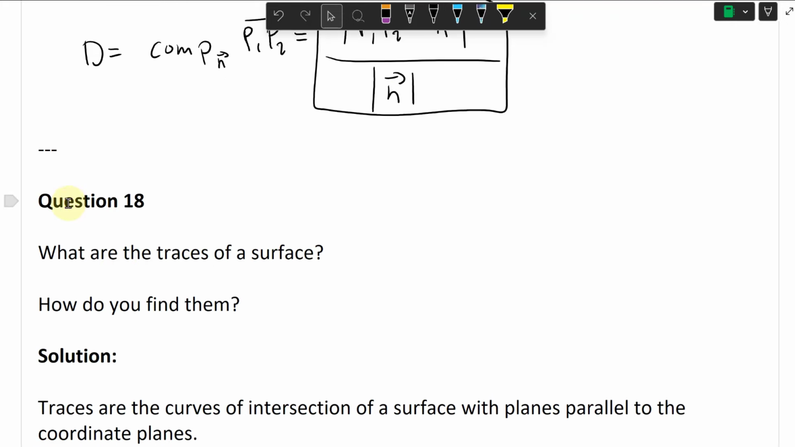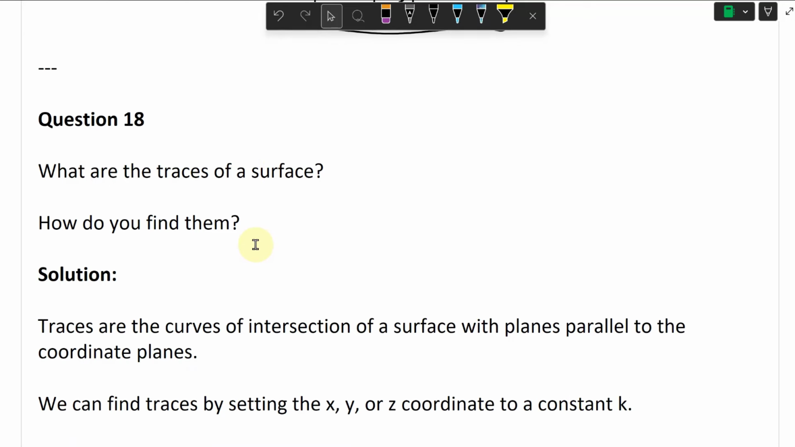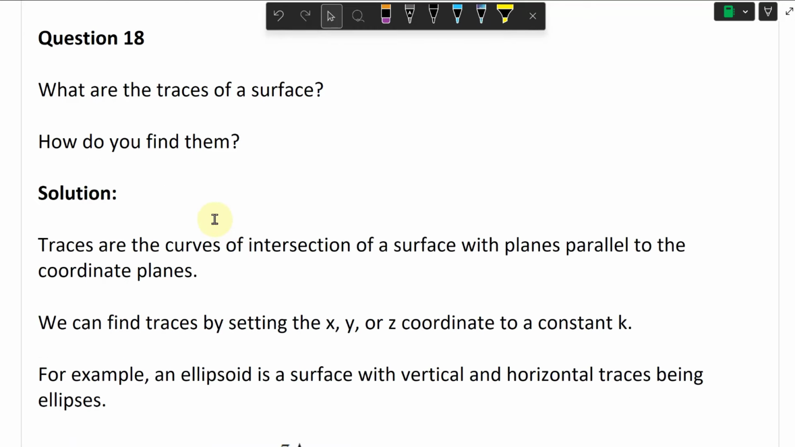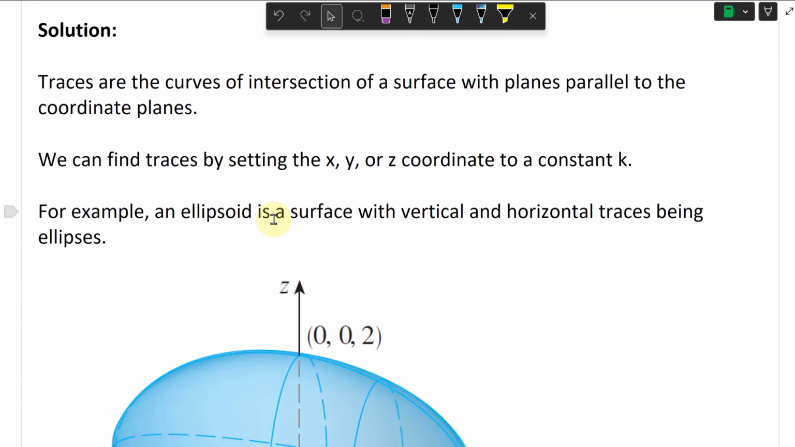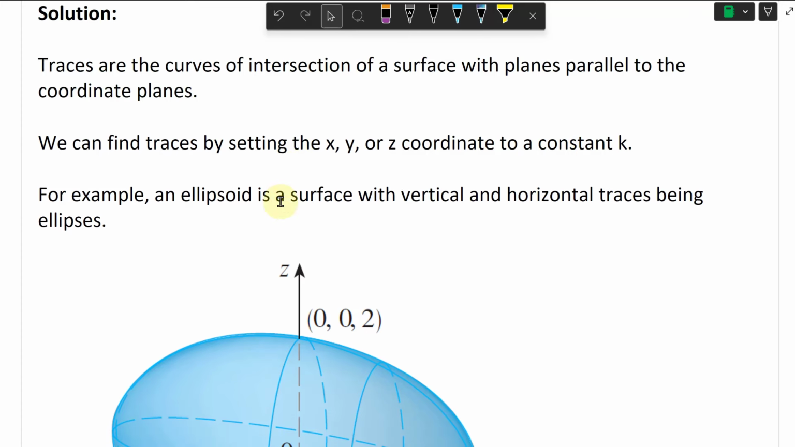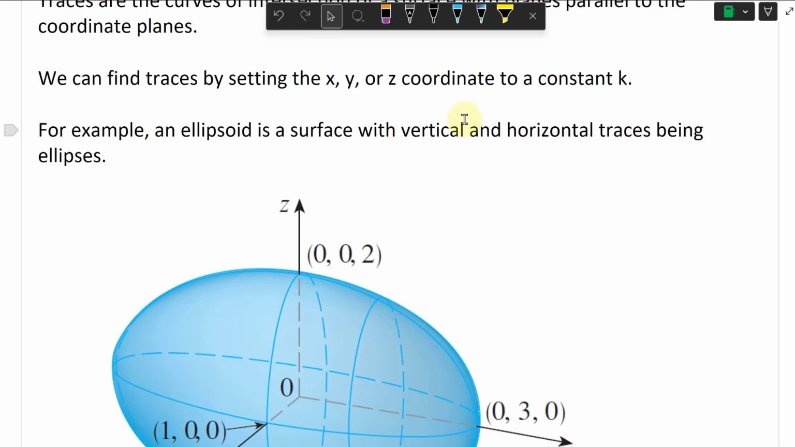All right, continuing further to question 18. What are the traces of a surface? How do you find them? And yeah, this one's going to be just reading out stuff. So solution: traces are the curves of intersection of a surface with planes parallel to the coordinate planes. And we can find traces by setting the x, y, or z coordinate to be a constant k. For example, an ellipsoid is a surface with vertical and horizontal traces being ellipses.